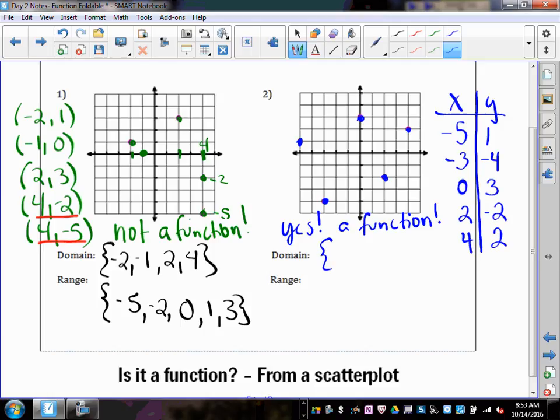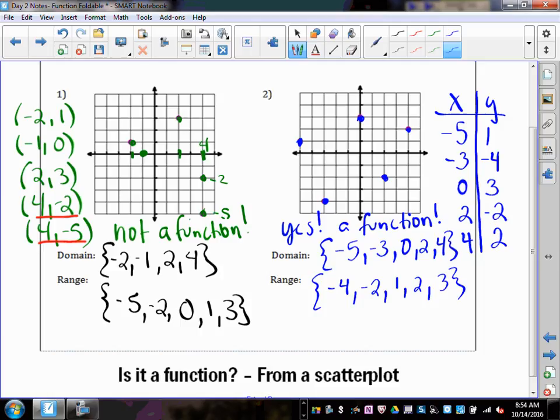My domain. Oh, look at that. They already have it listed out nicely. Negative 3, or sorry, negative 5, negative 3, 0, 2, and 4. And my range? Negative 4, good. Negative 2. 1, 1, 2, 3. Any questions on that? Okay, so again, it's still just a list of ordered pairs. So next up we have from a graph.